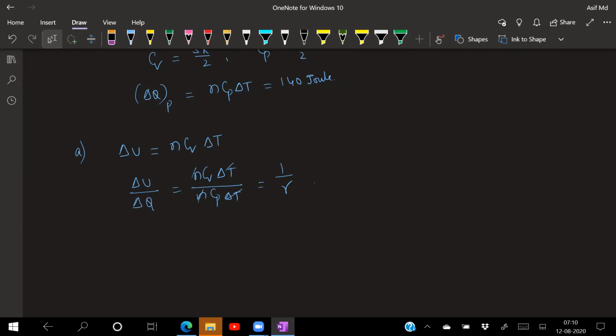Cp by Cv is gamma, so Cv by Cp is 1 by gamma. That means now, internal energy is how much? Delta U is equal to delta Q divided by gamma. So what is the delta Q value? 140. And the gamma value is how much? 1.4. That will be equal to how much? 100.